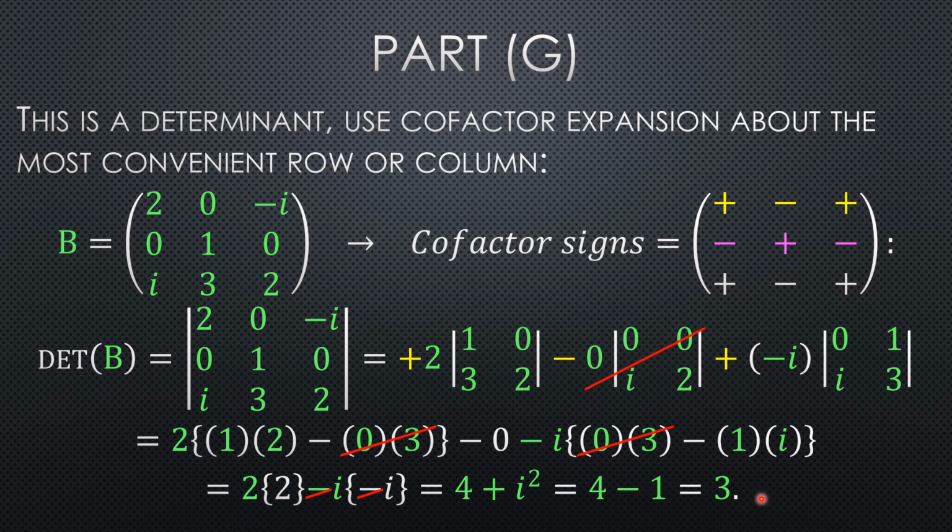Now, in the PDF for the patrons, I go ahead and expand about this second row here just because we have two sets of zeros. And once again, we get a determinant of 3, so we're good to go.